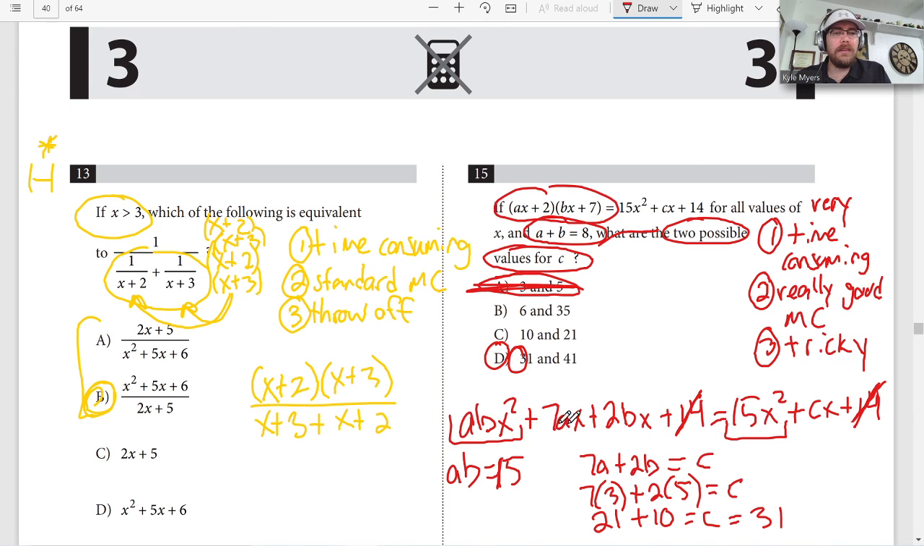Even if I was solving this, and I've solved this several times now, even if I'm solving this just for myself, it's going to take me roughly a minute, even though I've done this several times before, just because it's very time consuming, number 1. Number 2, really good multiple choice. And number 3, it's tricky.